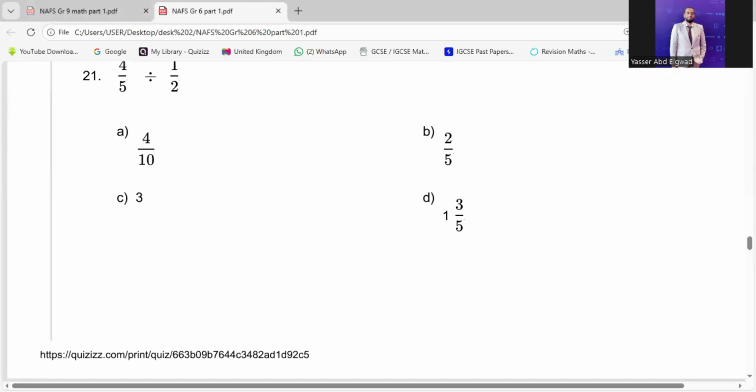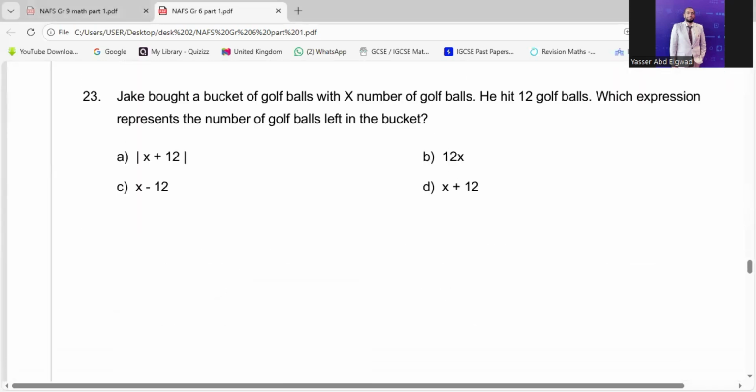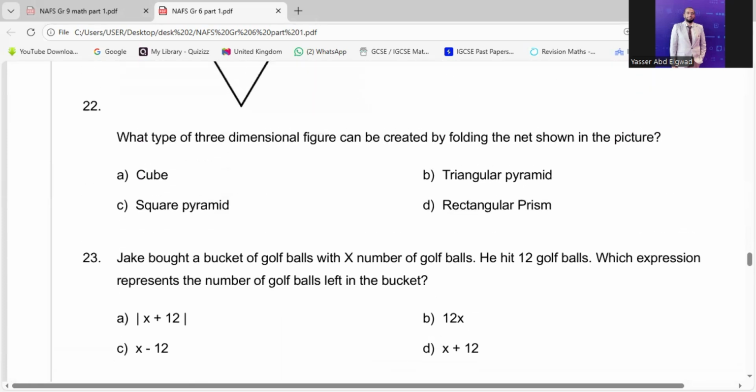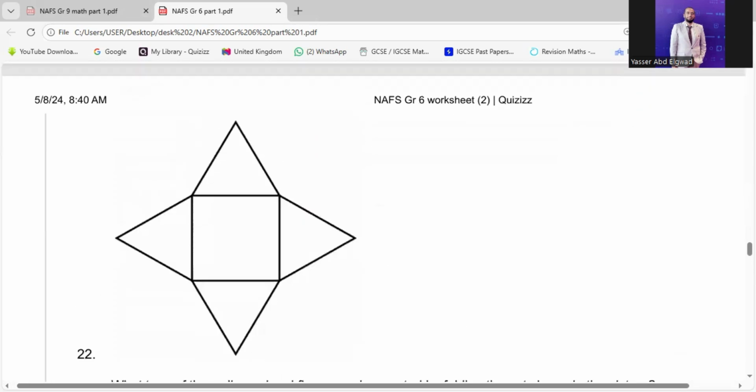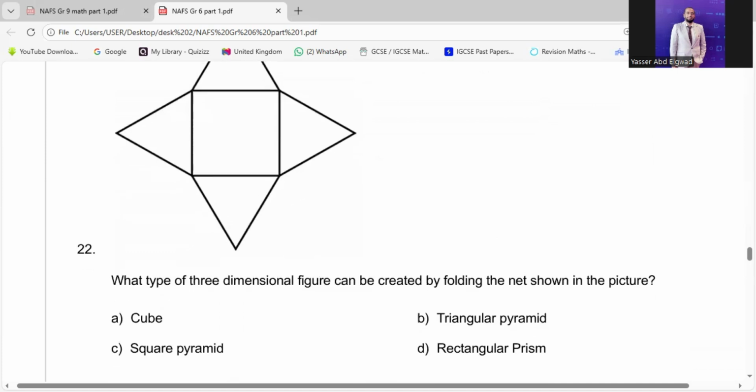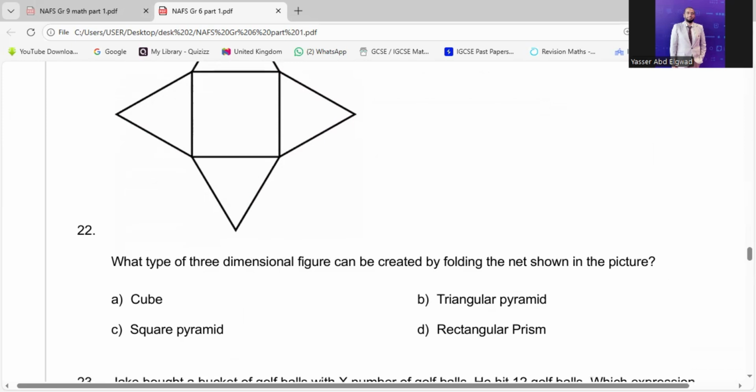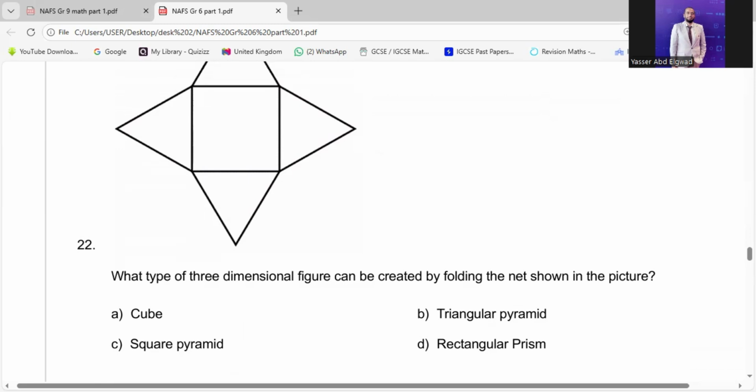Number 22, this shape. Here is the network shape. You know the network shape. If you have a shape and you pull it out, we get the network shape. What type of three-dimensional figure can be created by the following? Here is a triangular pyramid.